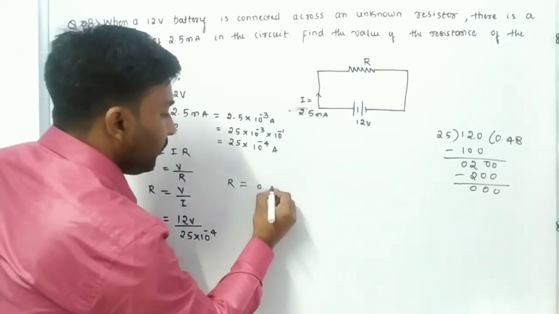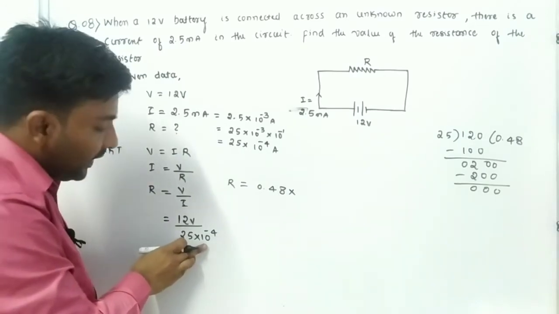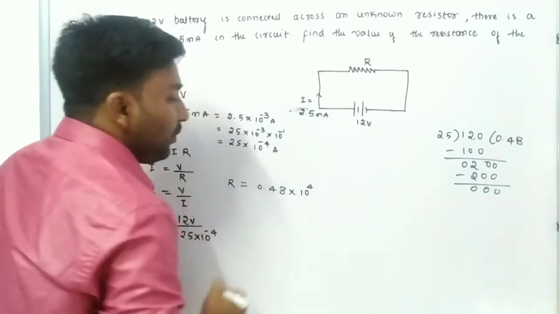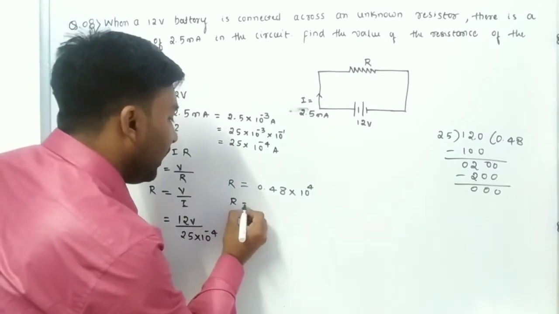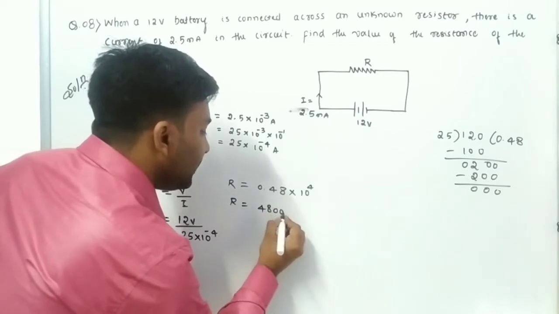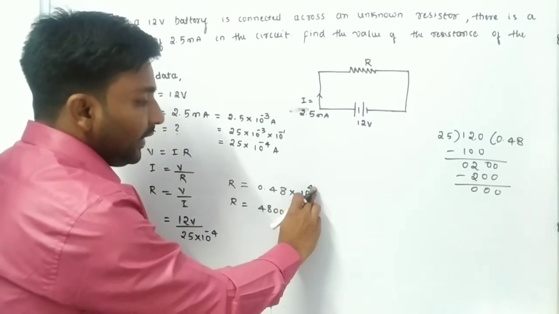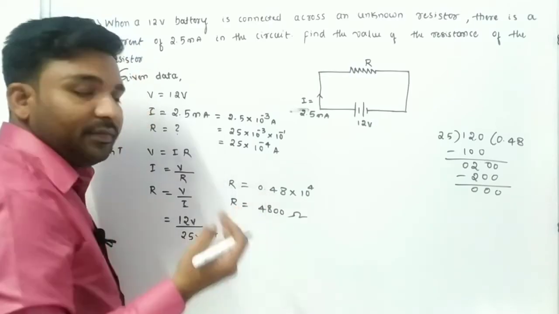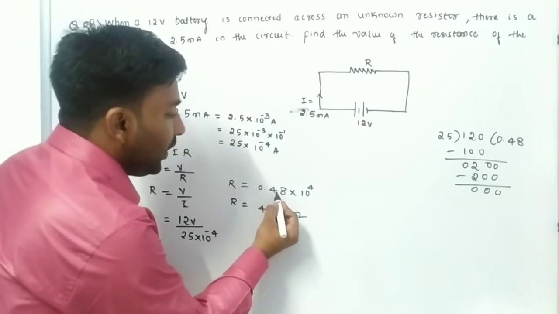So R is equal to 0.48 into, here in the denominator we have 10 raised to minus 4. Take it into the numerator; it is 10 raised to plus 4 according to the law of exponents. Now this can be written as R is equal to 4800 ohm. Why? Because here we have 10 raised to 4. I have the 0.48, and I am going to shift the point 4 digits forward. So 1, 2, 3, 4.